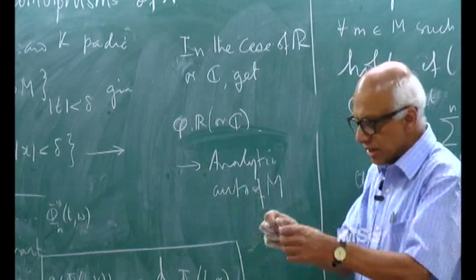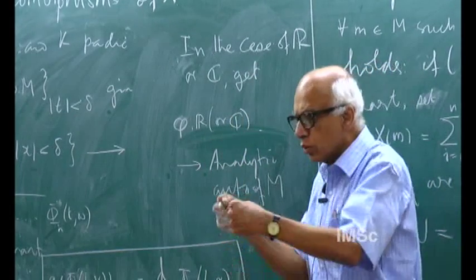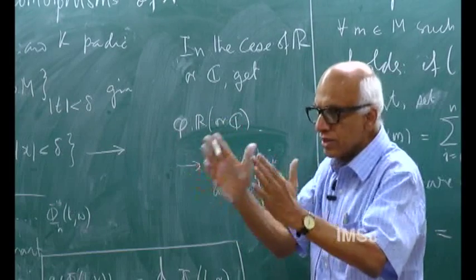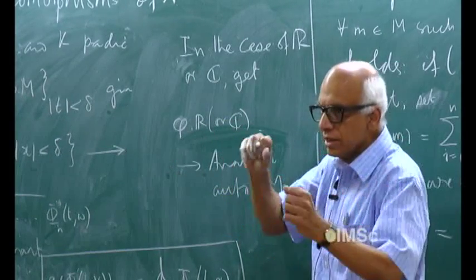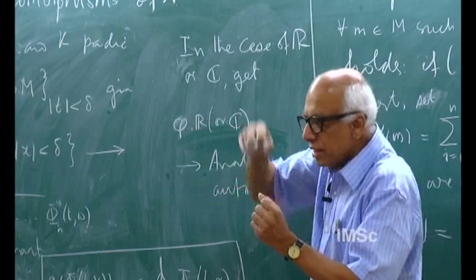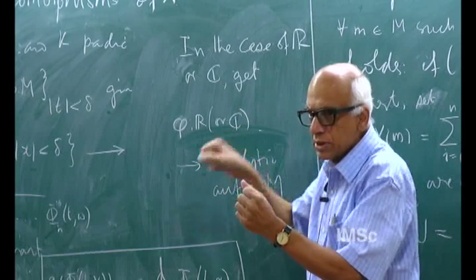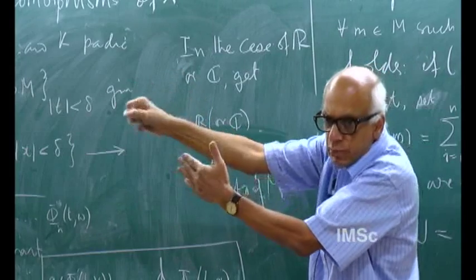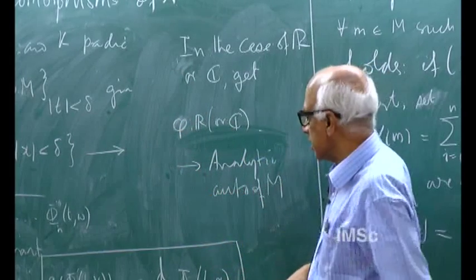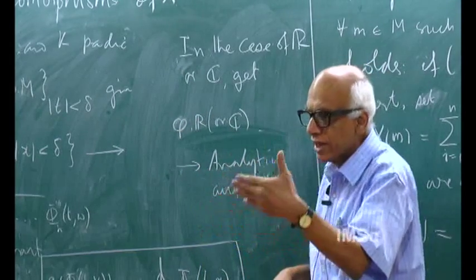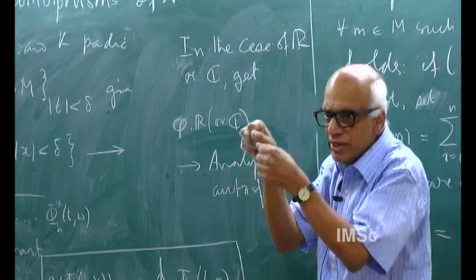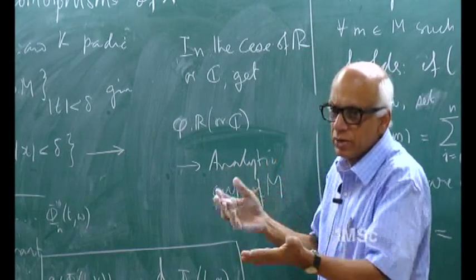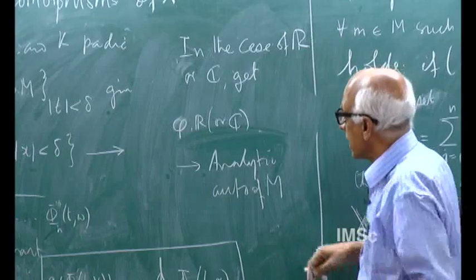In the case of R, I already told you how to do it. You split R into intervals of length delta, and then n delta can always be got by simply composing phi delta n times, and then the rest is available, composed with phi t for t less than delta. Maybe you should work with delta by 2 because phi t is defined for t less than delta. So phi delta itself is not defined, but phi delta by 2 is defined.